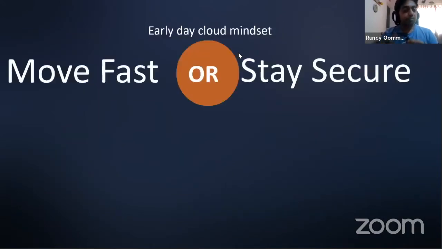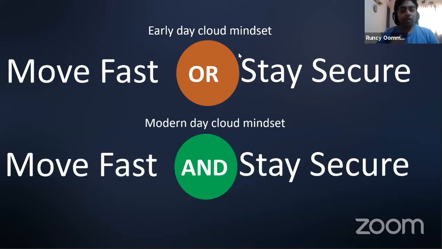Earlier, you had the joy of spinning up an EC2 machine and getting your stuff running. That was moving fast. And then you put a layer of security on top of it. But now it's an "and": you need to have the agility and also you need to be secure. And that is the modern philosophy, the modern mindset of doing things.